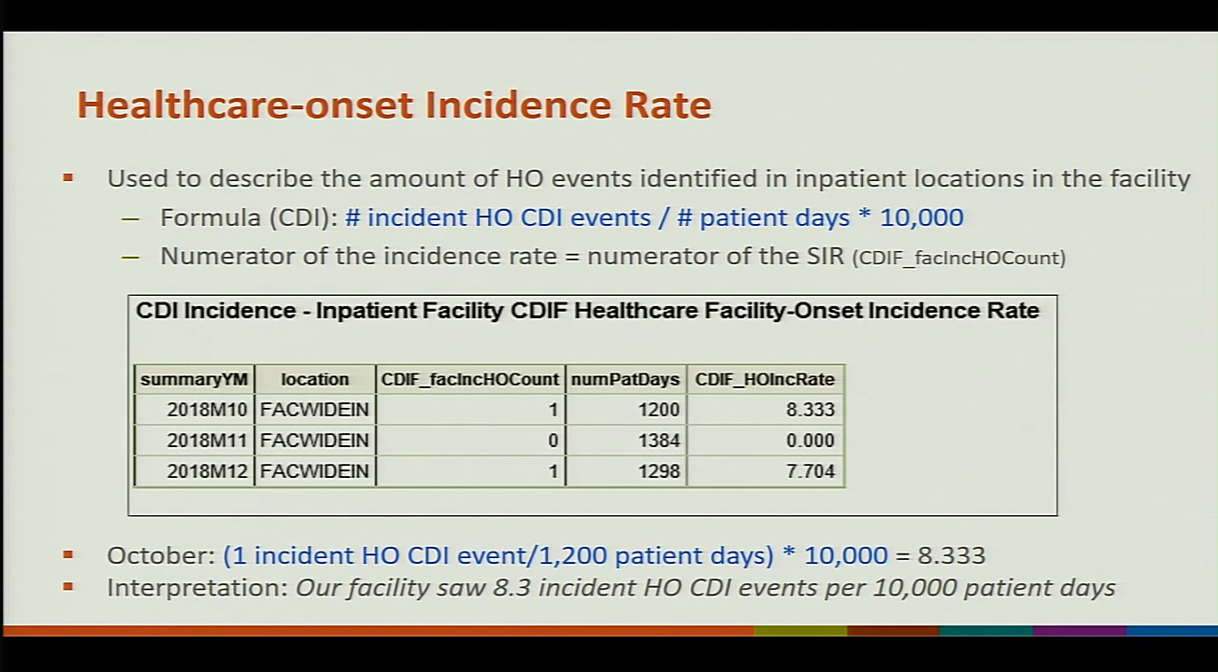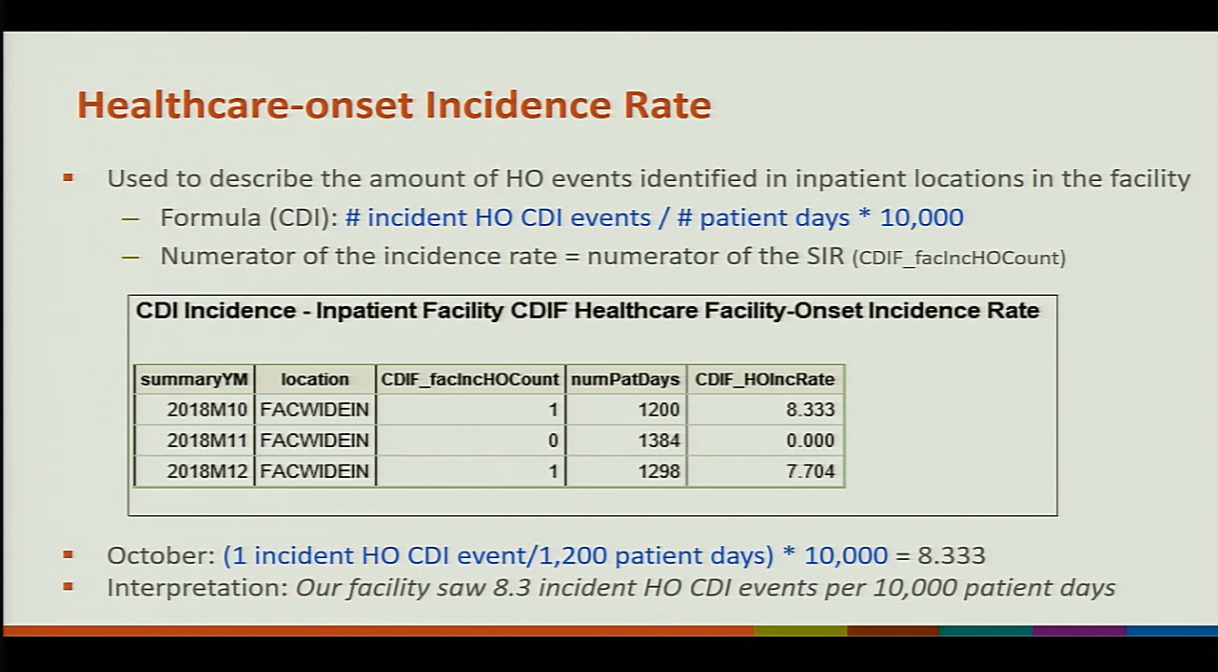Okay, so moving to the healthcare onset incidence rate. This is used to describe the amount or the frequency of healthcare onset events that are being identified in inpatient locations in your facility. For C. difficile, we define this rate as the number of incident healthcare onset CDI events divided by the number of patient days and multiplied by 10,000.